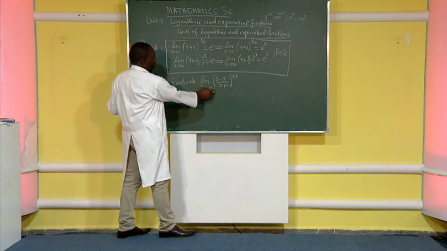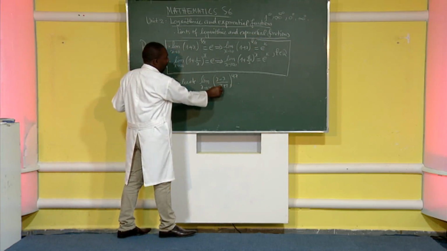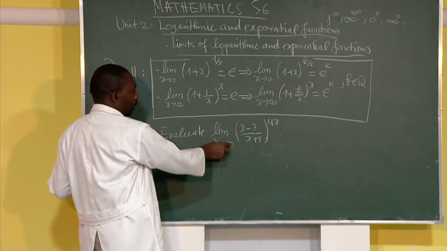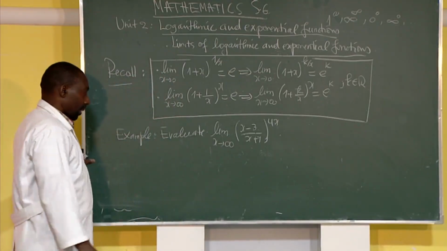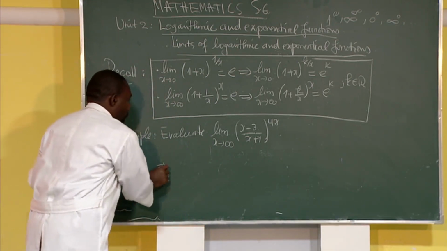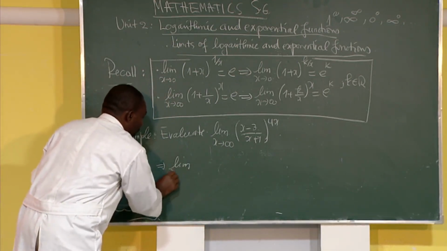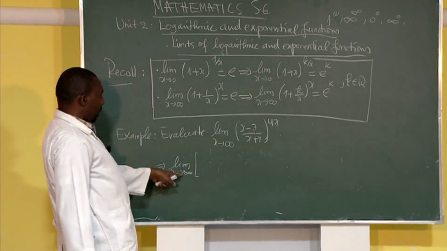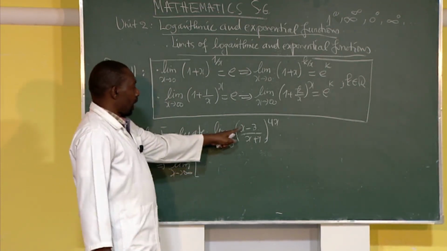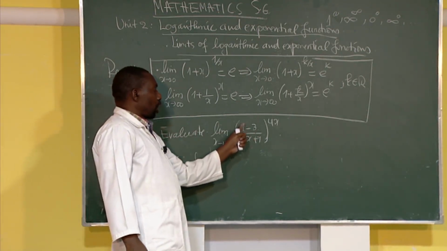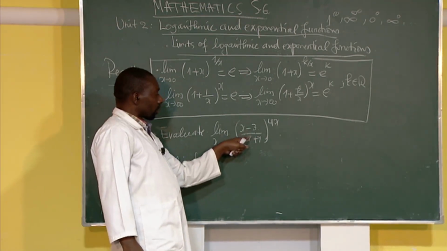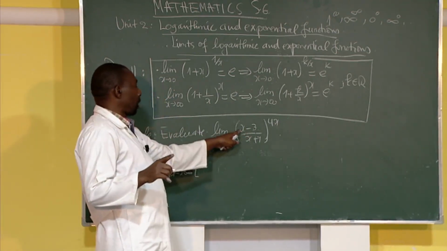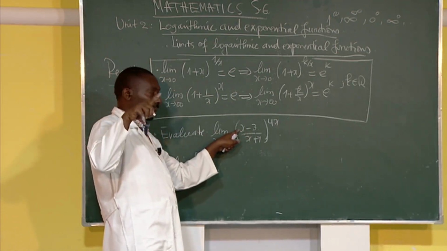Evaluate the limit of (x minus 3 divided by x plus 1) raised to the power 4x as x approaches infinity. We have the limit as x approaches infinity. When the limiting value is infinity, here we have a quotient. The numerator is of degree 1. The denominator is of degree 1. It means the limit will take the ratio of leading coefficients.